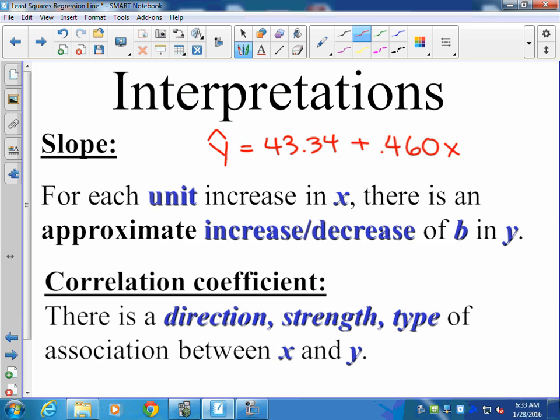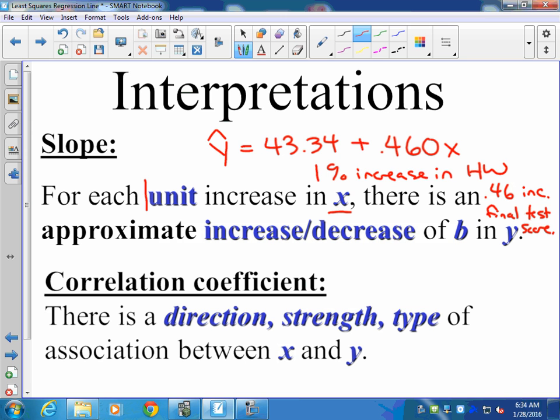For each 1 unit increase in x, there is an approximate increase or decrease of b in y. So for our situation, for every 1% increase in homework percentage, there is a 0.46 increase in the final test score. Okay, so that's how we would interpret this slope.